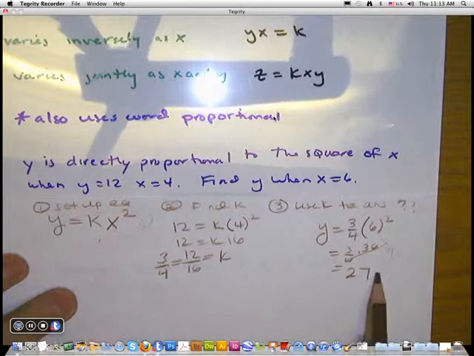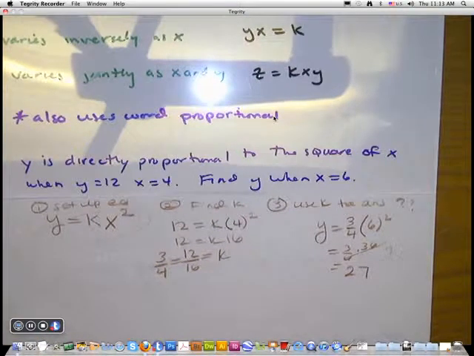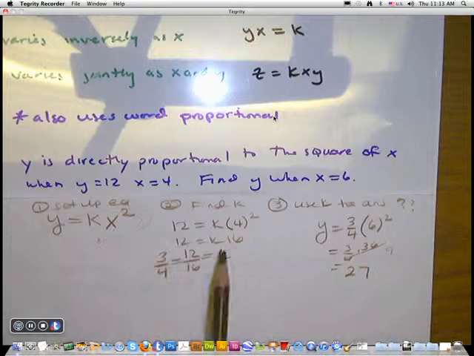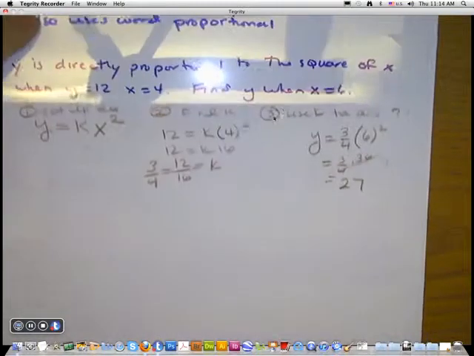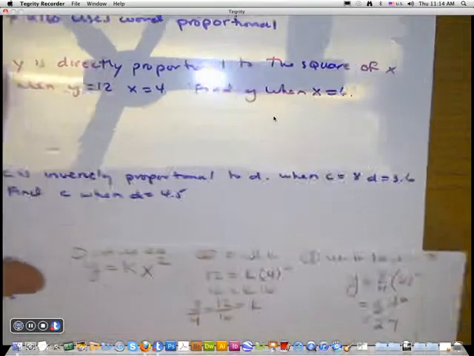These are the 3 steps that you're going to do on every single problem. You're going to set it up, you're going to find k, and you're going to use k to answer the question. All right, let's try it again.